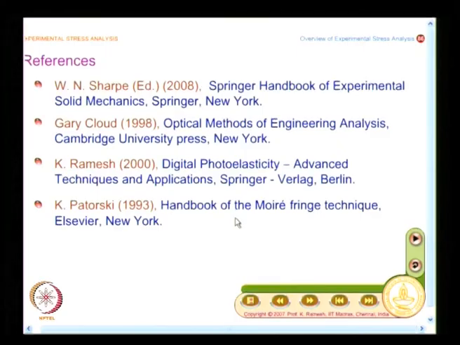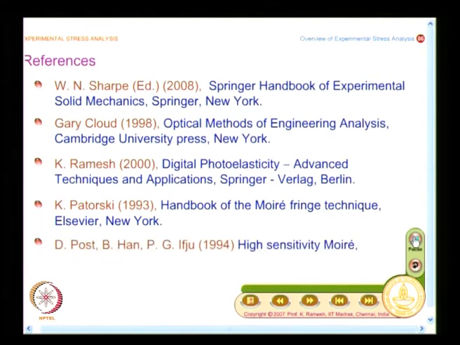And in a small one semester course like this, we would not be able to do justice to all this. At least you should have these references and then have a look at them at your leisure time, or if you want additional information you can always look at them.